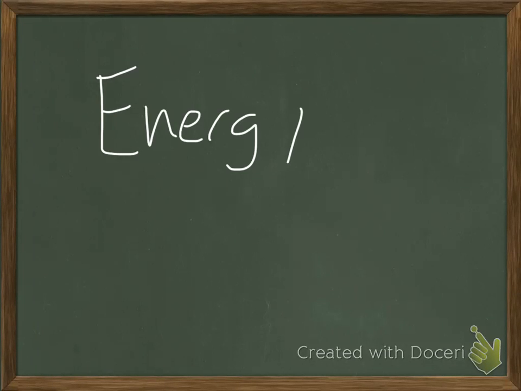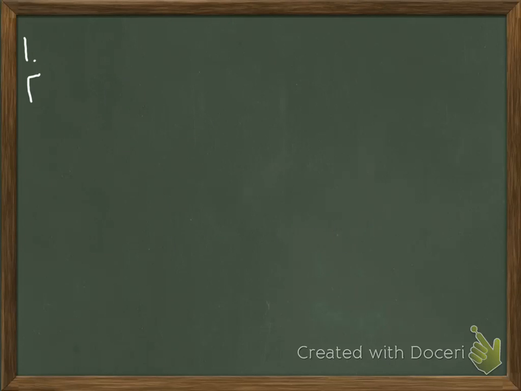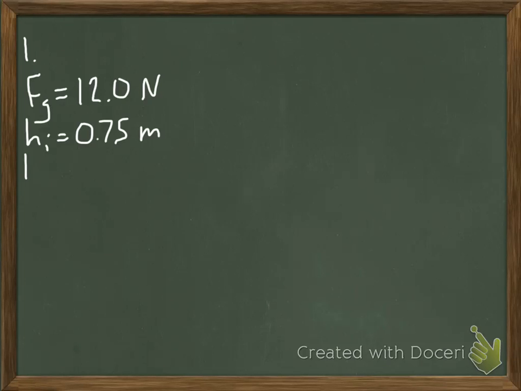Okay, this is a review of energy, which, if you're looking in your textbook, is chapter 11. First problem, we are given the force of gravity of the textbook. We're given the initial height as well as the final height of the desk.